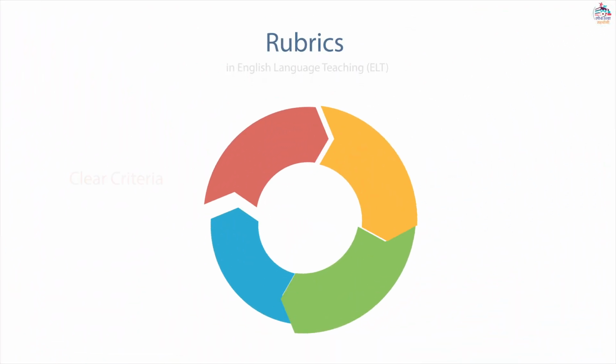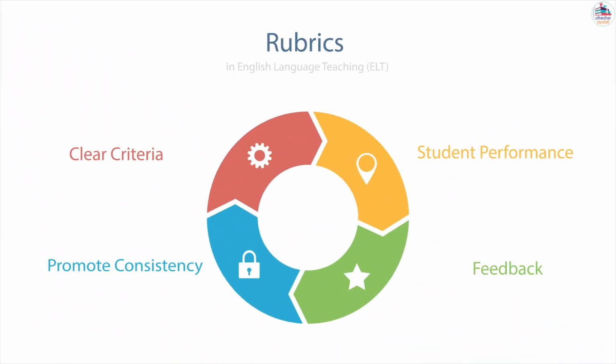So today we are going to discuss rubrics. Rubrics are an important tool in assessing students' learning outcomes in ELT. Rubrics provide clear criteria for evaluating students' performance, promote consistency in grading, and provide valuable feedback to learners and students.